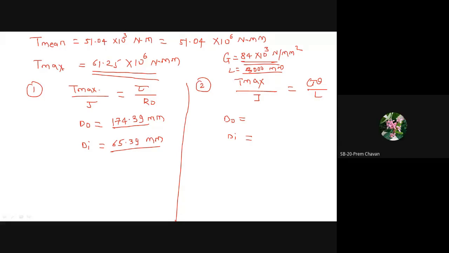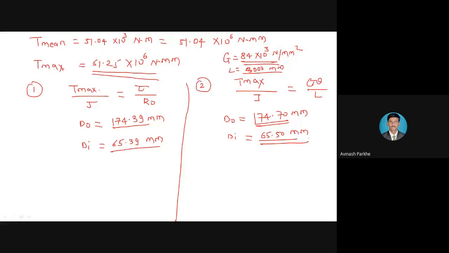Yes, 174.70. Based on the angle of twist, 174.70 mm is the external diameter. Internal diameter is 65.50 or 65.51, no problem. Both answers are accepted.